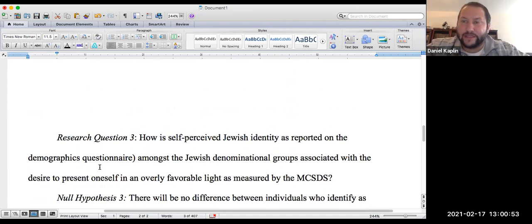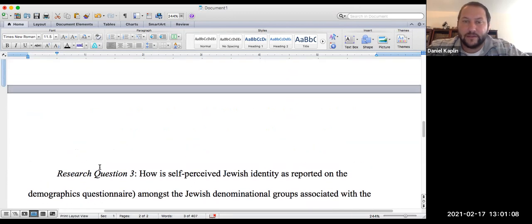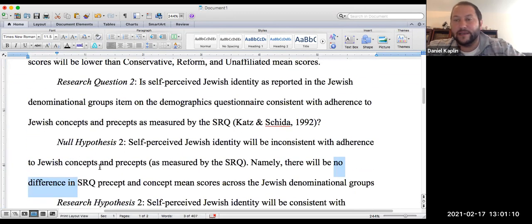What was cool about this study was that for conservative and reform Jews, they didn't have significant differences in substance abuse. And because of that, I argued in my dissertation in the discussion section that it's possible that religion serves a protective role even in non-Orthodox communities, right?